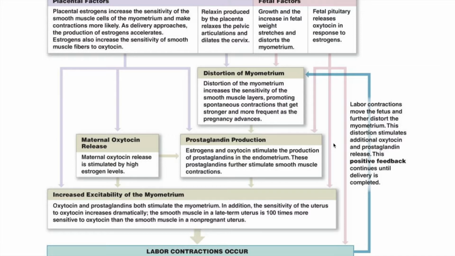The oxytocin and the prostaglandins cause the myometrium to contract. And as the head moves into the cervix, this further stretches the myometrium. And that's going to make more prostaglandins and cause more contraction of the myometrium, and it produces this positive feedback cycle.